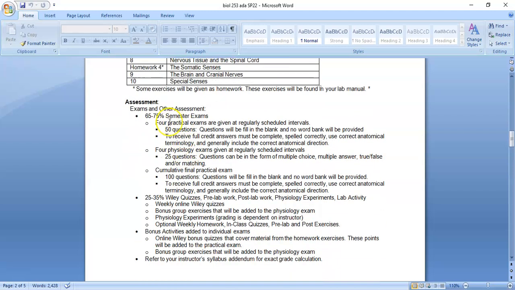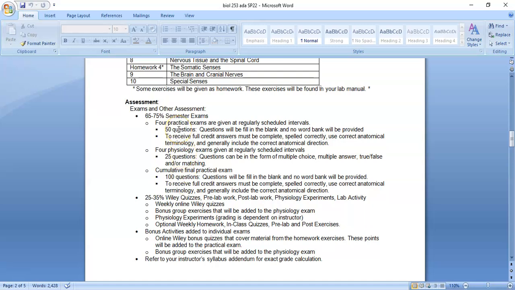Here is information about the exams themselves. Again, I have mine set up for 65% exams, 35% quizzes, so I'm giving you a little heavier weight for the quizzes, which will help your average out a little bit as you go through the semester.